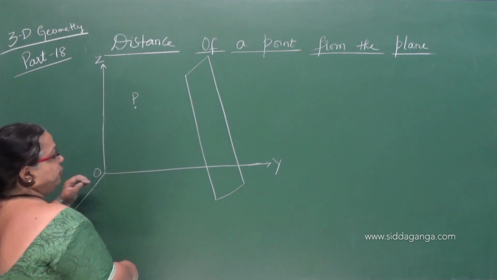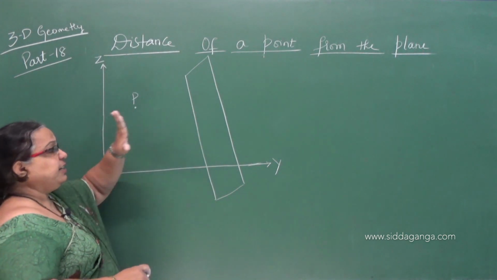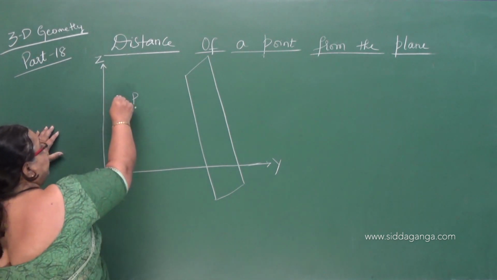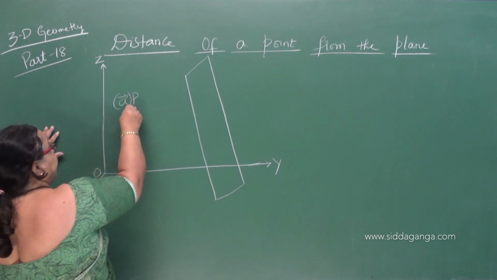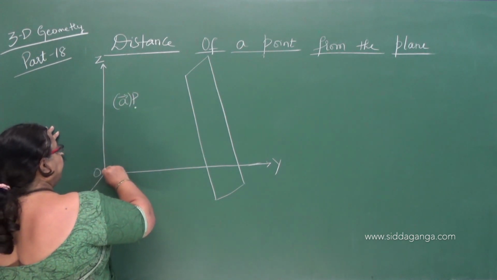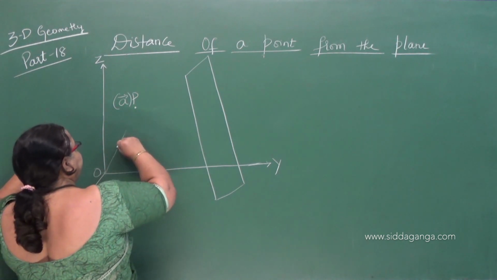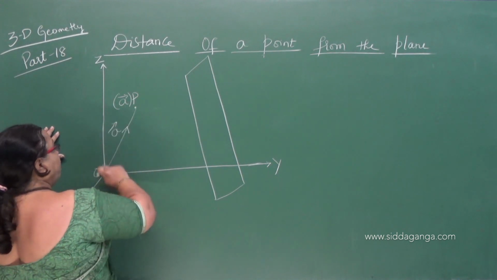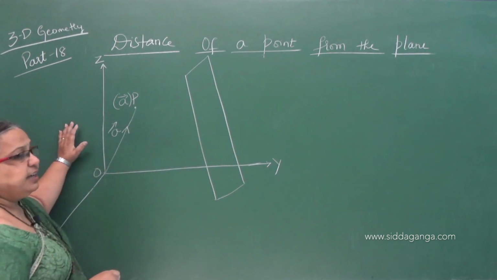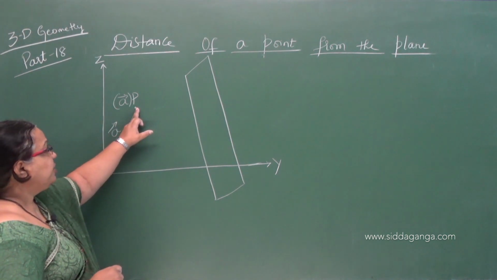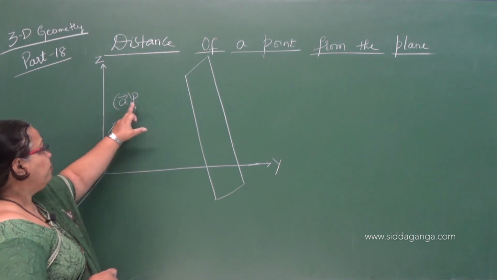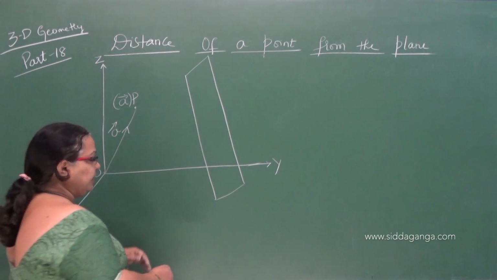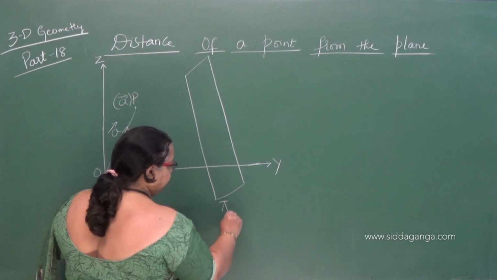Now the point and the plane are given. The position vector of the point P, you take it as vector A. For the position vector of any point, join it from the origin and mark the direction like this. Vector OP is nothing but vector A. This is the given point. You take the position vector of this point as vector A. And the plane is given here. You take this as pi 1.